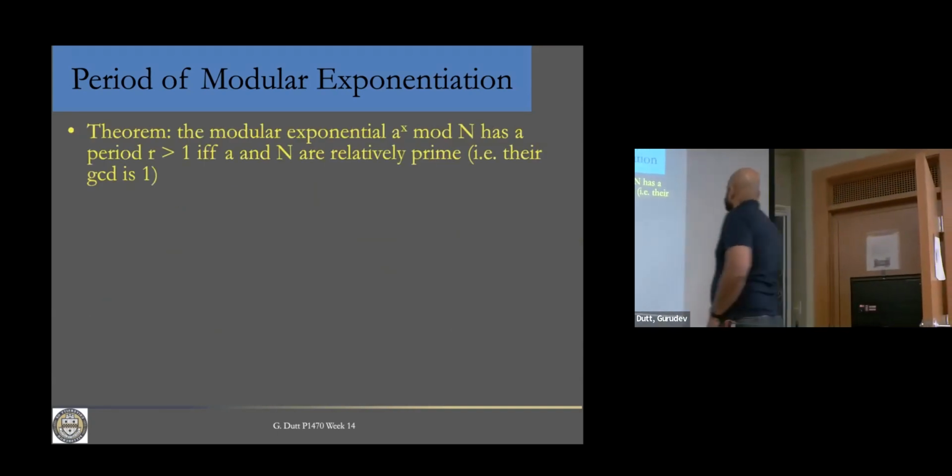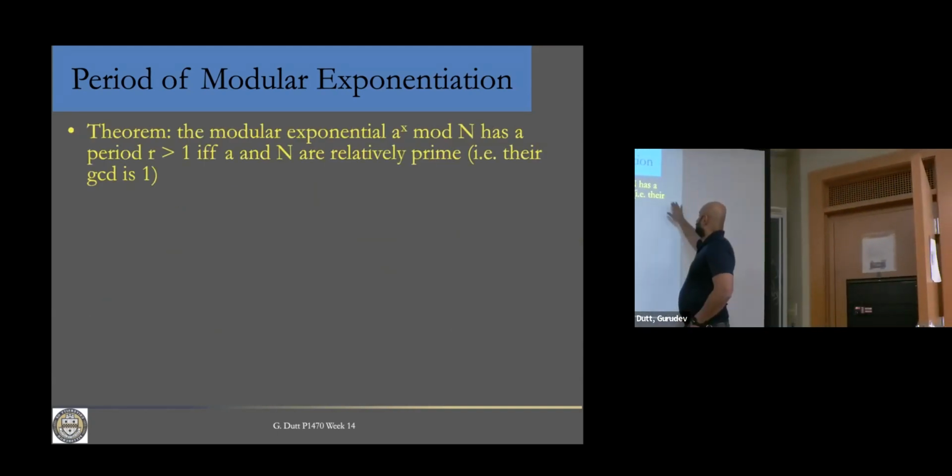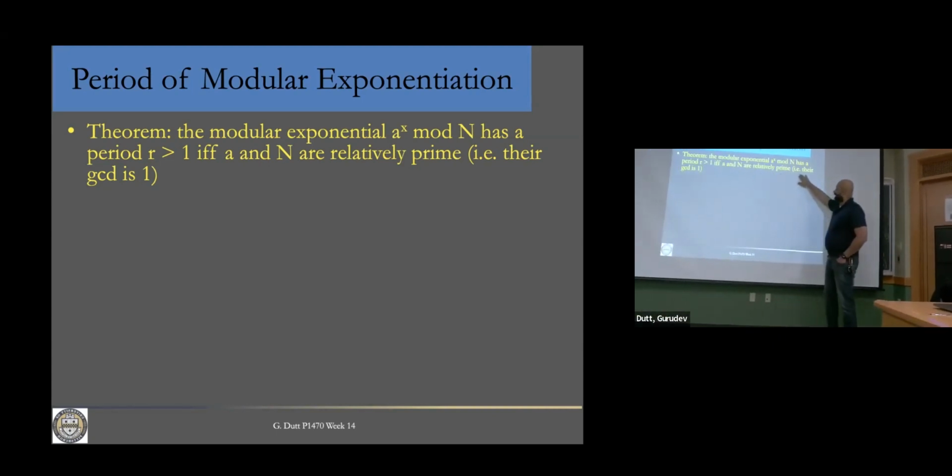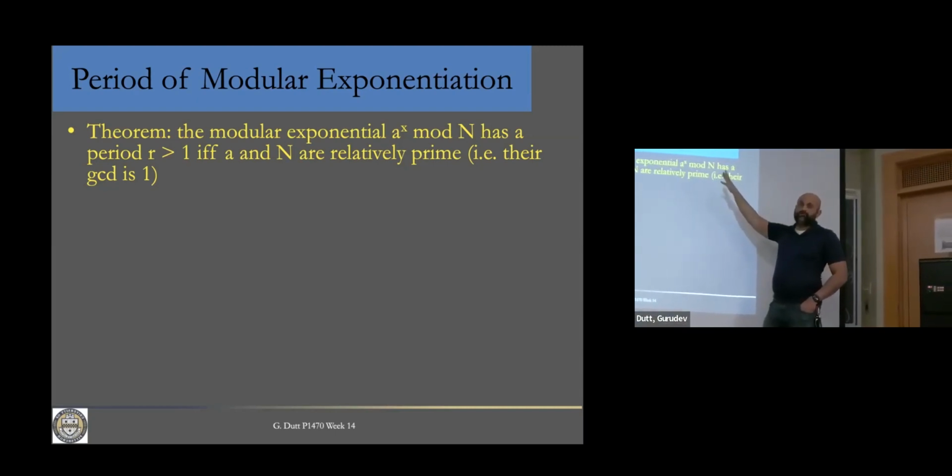So in fact, you can show that the modular exponential a^x mod n has a period r greater than 1 if and only if a and n are relatively prime. What that means is their greatest common divisor is always 1.